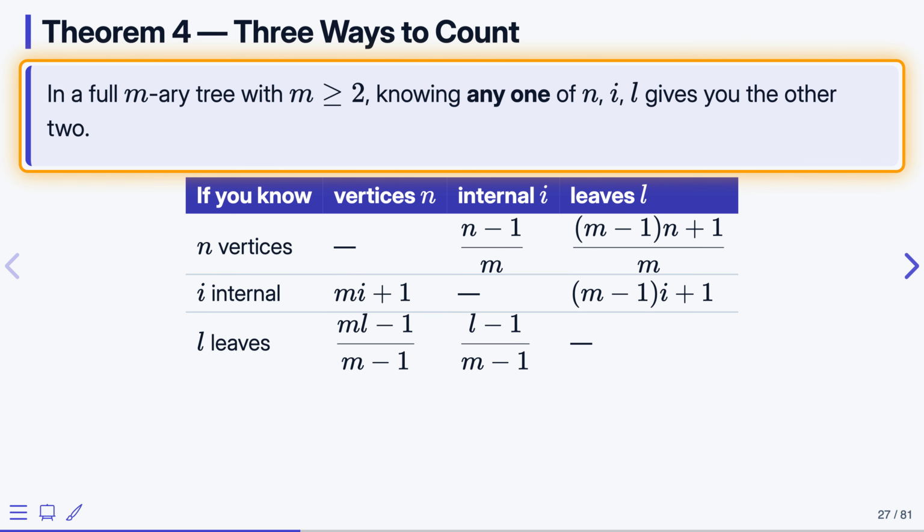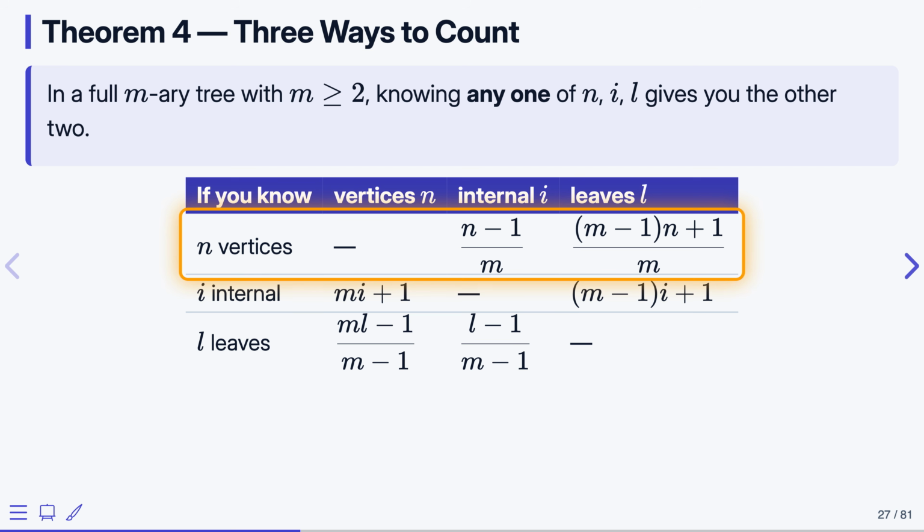Theorem 4 takes Theorem 3 further. In a full m-ary tree there are 3 counts. n is the number of dots, I is the number of internal dots, and L is the number of leaves. Know any one of them and the other 2 follow. We do need m to be 2 or more here. If m were 1, the tree would be a single chain with 1 leaf at the bottom. The last row would divide by 0, and the leaf count would tell us nothing.